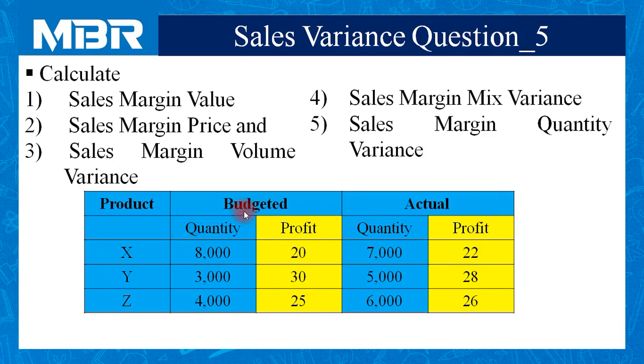Product XYZ, budgeted quantity and budgeted profit, actual quantity and actual profit. In this question, information related to profit is given to us in a ready-made form. If it is not given, we need to calculate the amount of profit using the formula sell price minus cost price, if information on sell price and cost is given to us. Now using this, let us start the calculation of variances.